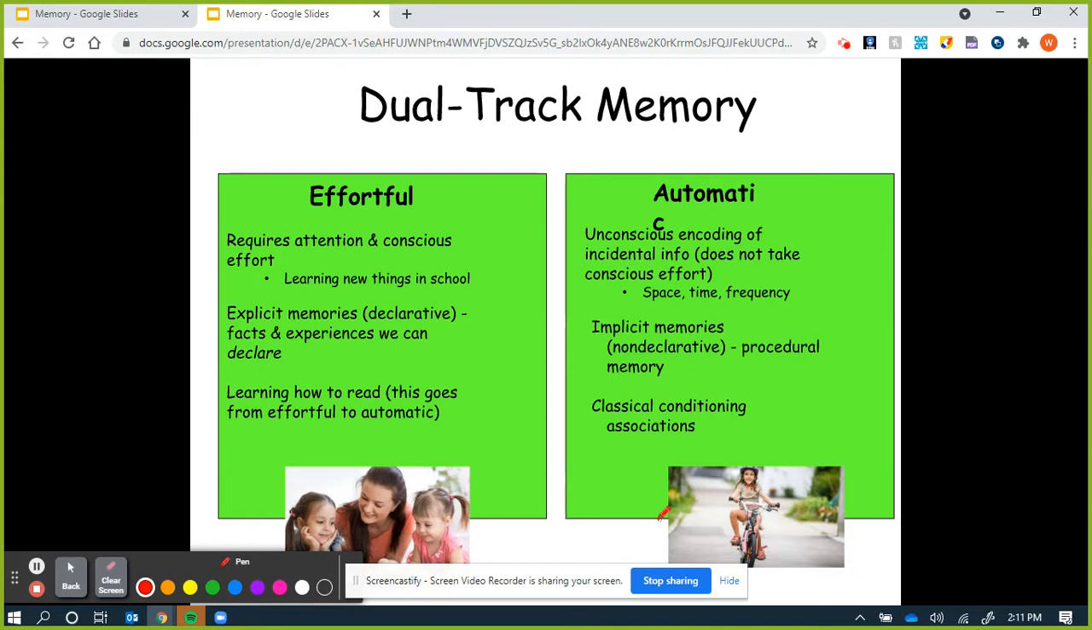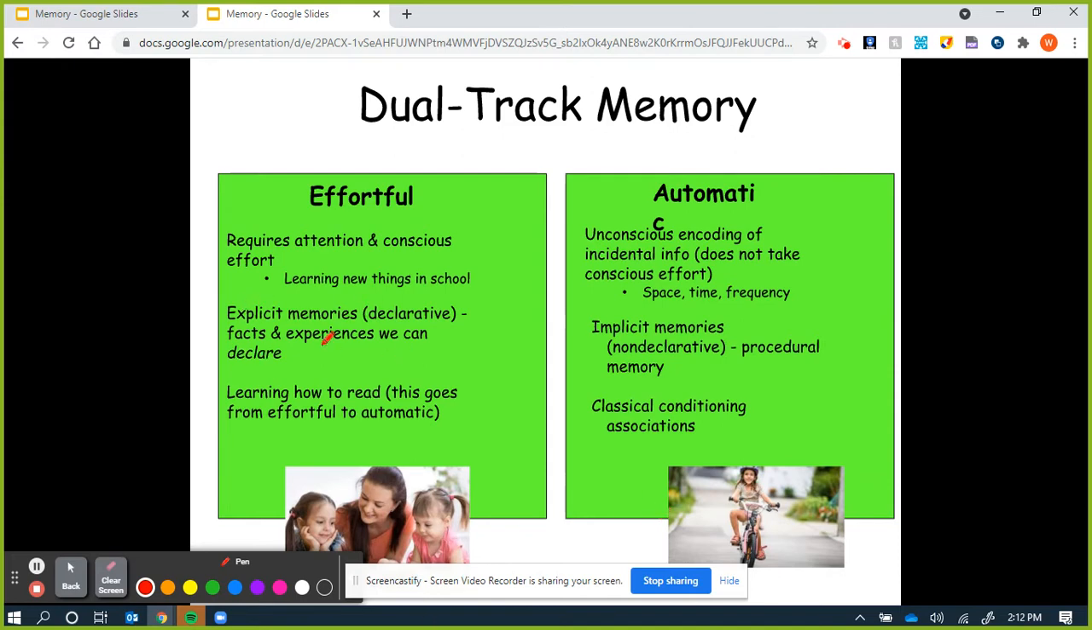Basically, again, in this unit, there are a lot of terms that essentially mean the same thing, but they're just different ways of saying it. So effortful processing is when we have to put effort into encoding information into memory, like in learning things in school.